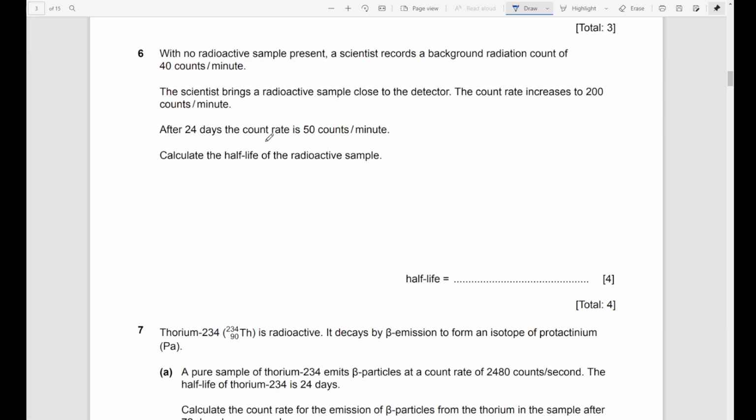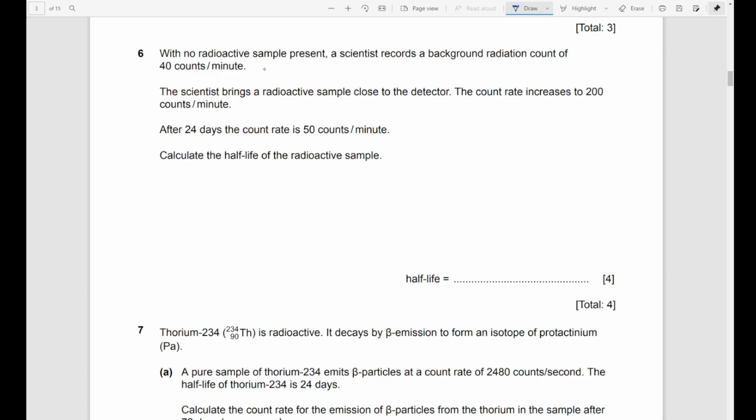Hello guys, in this video we look into question number 6 from the handout which had been shared with you before. One of your friends had asked me about this question, so let's look into this question together. With no radioactive sample present, a scientist records a background radiation count of 40 counts per minute.